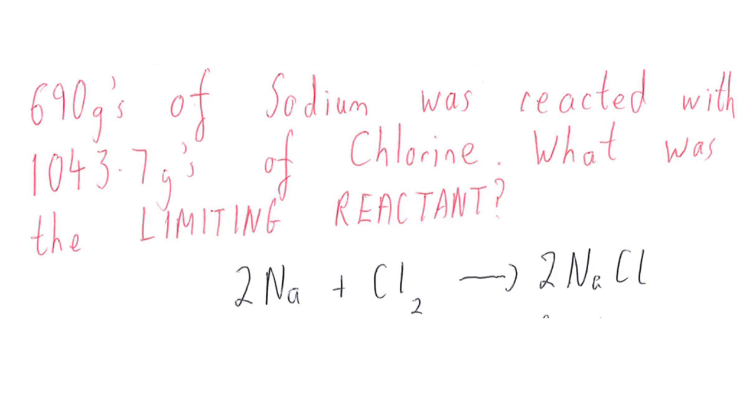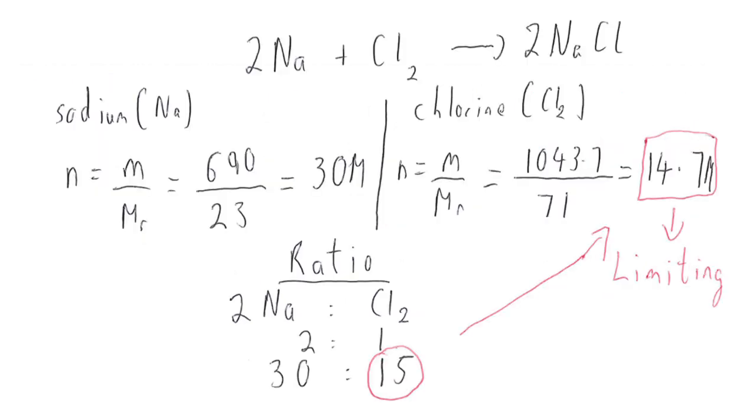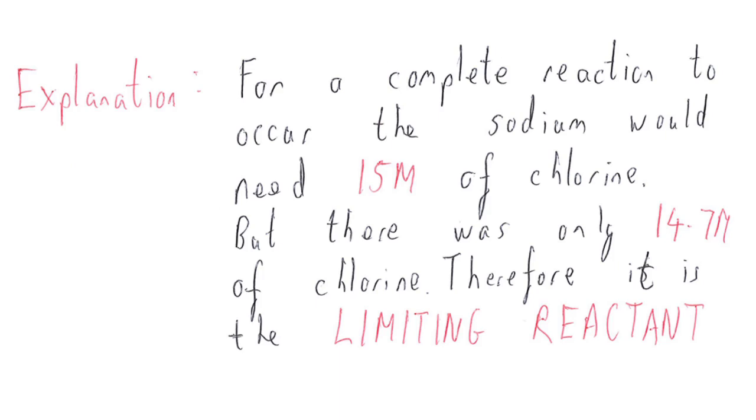Here's another example. 690 grams of sodium was reacted with 1,043.7 grams of chlorine. What was the limiting reactant? And this one has a ratio as well, so we'll just be clear on that one. Step 1, find the number of moles of sodium, 30 moles. Step 2, find the number of moles of chlorine, 14.7. And then I'll deal with the ratio. According to the ratio, I would need 15 moles to fully react, but I only had 14.7. Therefore, the chlorine was the limiting reactant.